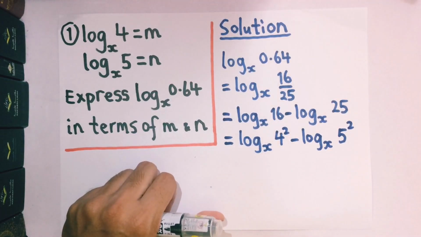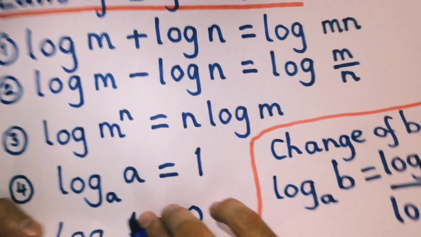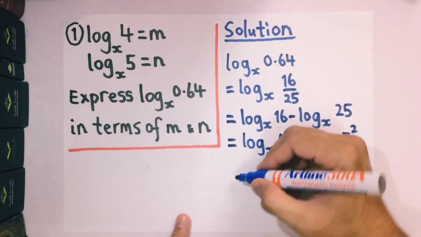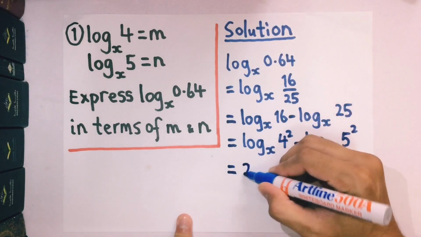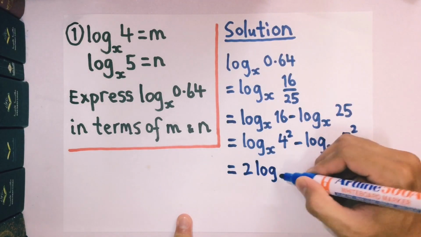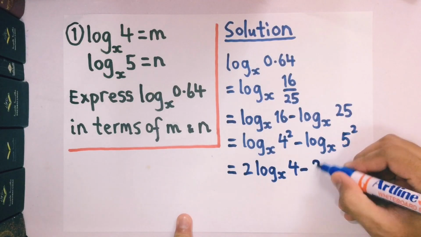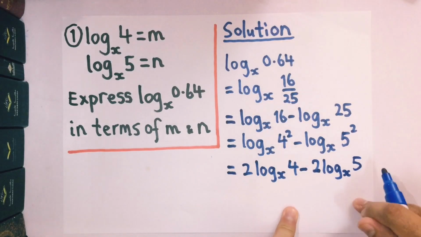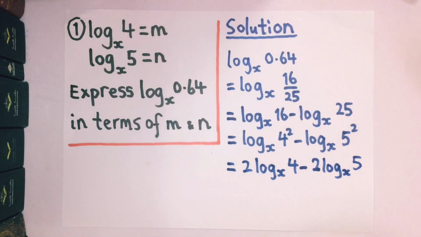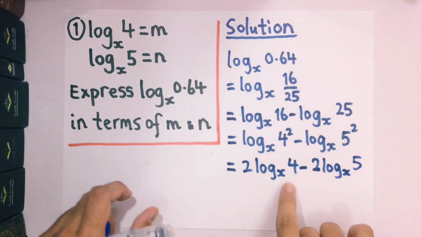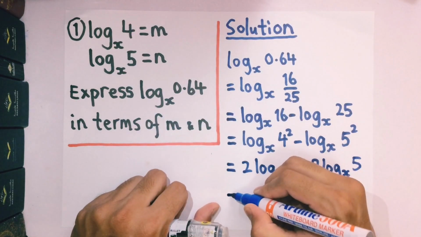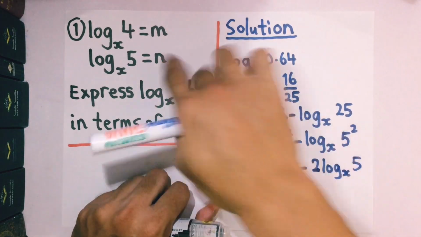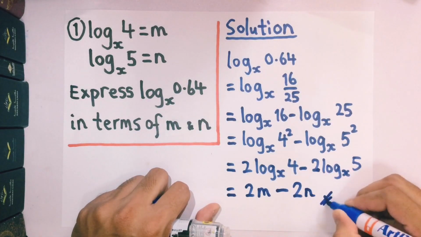So again, using law of logarithm number 3, when you have power, you can bring it down. You have 2, so bring it down, 2 log x 4 minus 2 log x 5. Okay, now you have to substitute in your m and n. The log x 4 equals to m, so the answer will be 2m minus 2, the log x 5 equals to n. So this is your final answer.